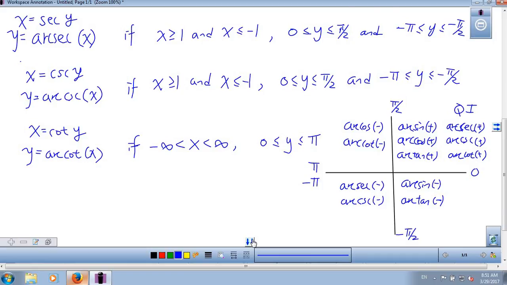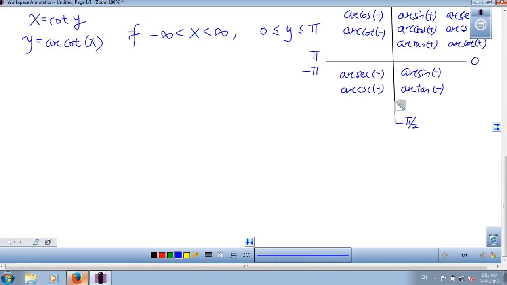But they have the same properties. It just follows a different quadrant there. So let's do some examples. See if we can get through some examples today. Alright, so let's do some basic arcsine here.